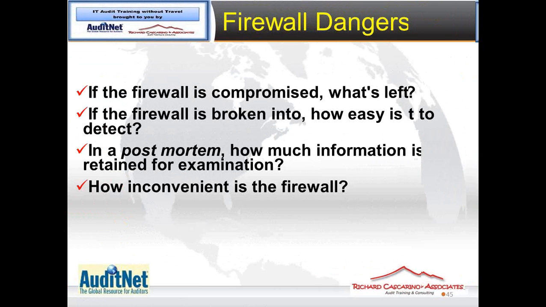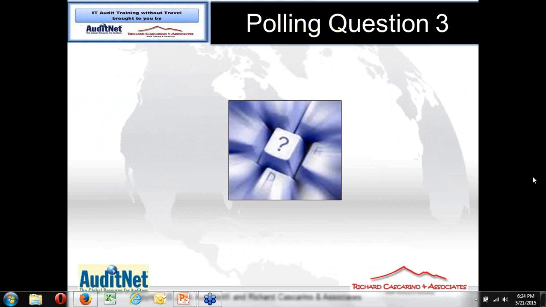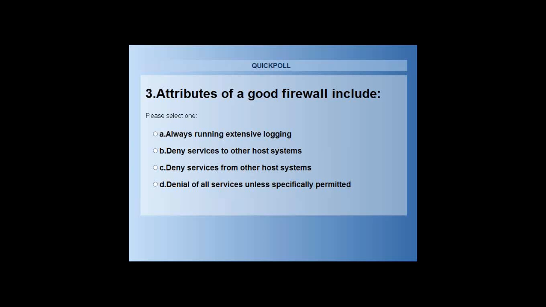And that brings us to our third polling question, which is, funnily enough, on firewalls. The third polling question says that attributes of a good firewall include: always running extensive logging, denial of service to other host systems, denial of services from other host systems, denial of all services unless specifically permitted. Please vote now.